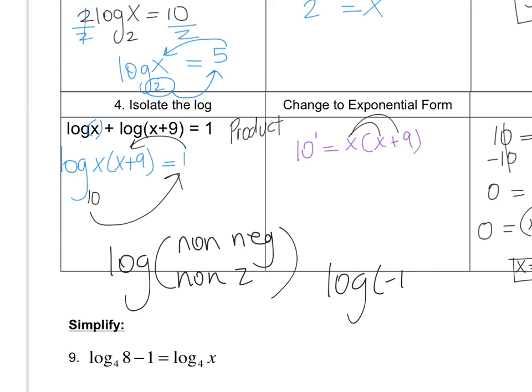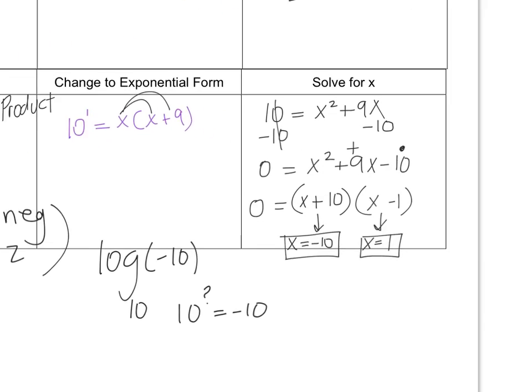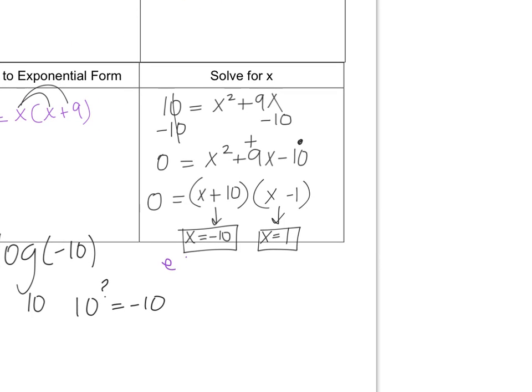If you have negative 10 inside the log, 10 to the power what would give me negative 10? No matter what the power is, even if it's 0, 10 to the power 0 is 1, not negative 10. What if the power is negative? 10 to the power negative 1 means you flip the fraction, so that's 1 over 10, which is 0.1. Still not negative. So there's no power where a base of 10 would give me a negative answer. That is impossible. So x equals negative 10 is an extraneous solution.